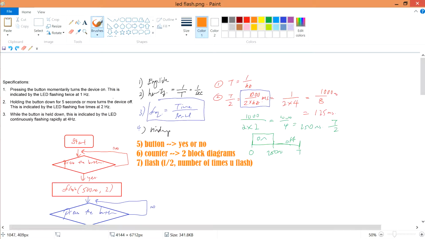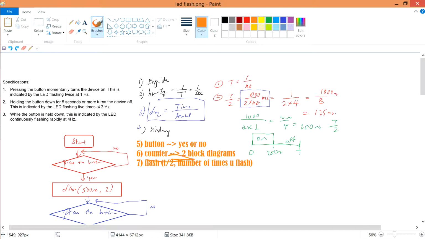Most importantly, the mind map. For the mind map, you need to take note of the device on and device off, so that you know when is the on of the device and where is the end of the device. Or take note of words like first you need to do what, second you need to do what. Then always denote your button. When you do button, straight away you know that you need to write yes or no. Everything about button, the first thing is the diamond shape: press the button, yes or no.